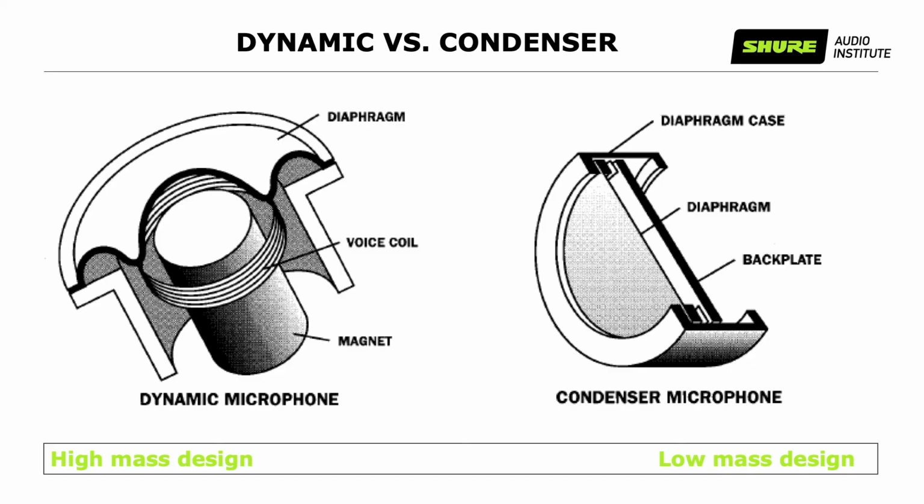So they are better suited for instruments that have a very sharp attack and extended high frequency response, such as cymbals, as we mentioned before. This is a quick comparison in the looks. So you can see that the condenser microphone is slimmer, smaller, has a lower mass design. It's a high mass design on the dynamic microphone.